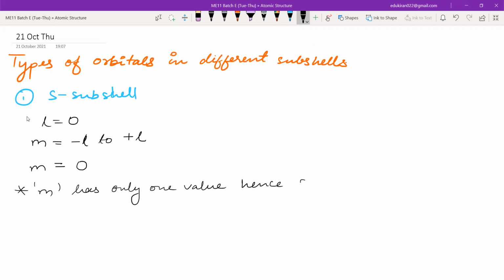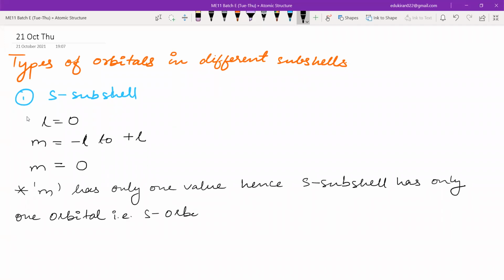Hence, the s subshell has only one orbital, that is the s orbital. What is important with the s orbital is the shape. So the shape is spherical. Please write: s orbital.